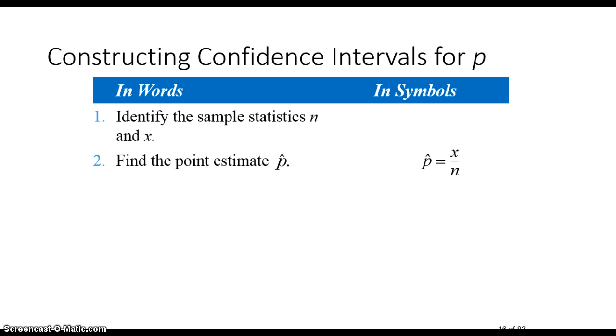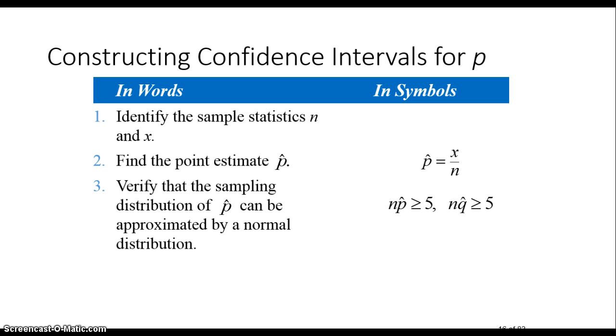And from there, calculate the actual sample proportion, which is p hat. What you should do after that is verify that the sampling distribution for the proportion can be approximated by a normal distribution. The way you do this is you take the sample size and multiply it by the sample proportion, and do the same thing, sample size times the complement. And if that multiplication for both of them is greater than or equal to 5, then you can basically say you can approximate this distribution as normal.